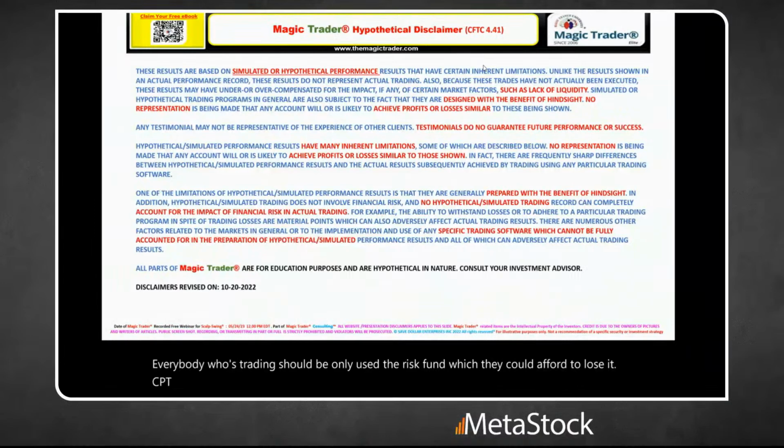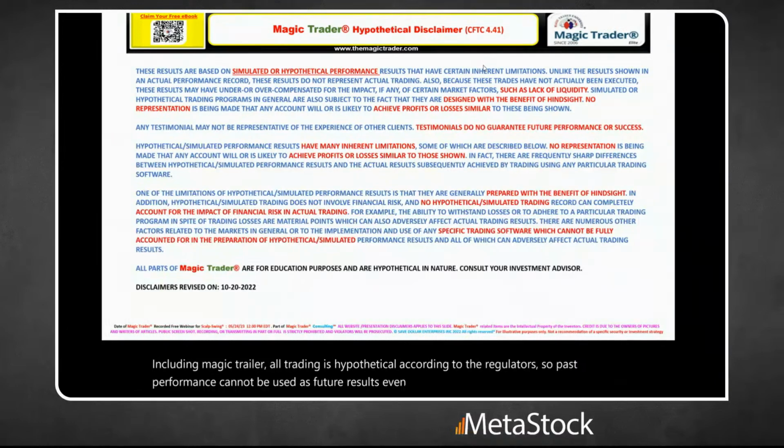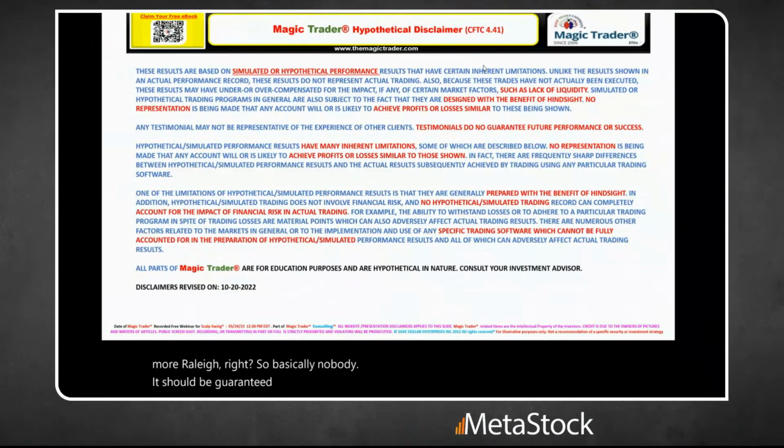CFTC Rule 4.41, including Magic Trader, all trading is hypothetical according to the regulators. So past performance cannot be used as future results. Even my own performance, I cannot repeat, because market conditions change. Just as an example, last 2 days, what happened? No more rally, right? So basically, nobody should guarantee anything.